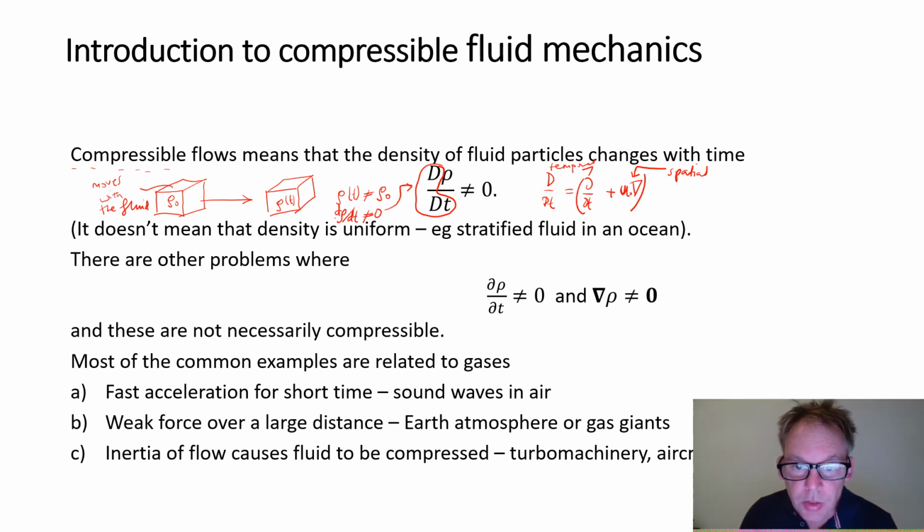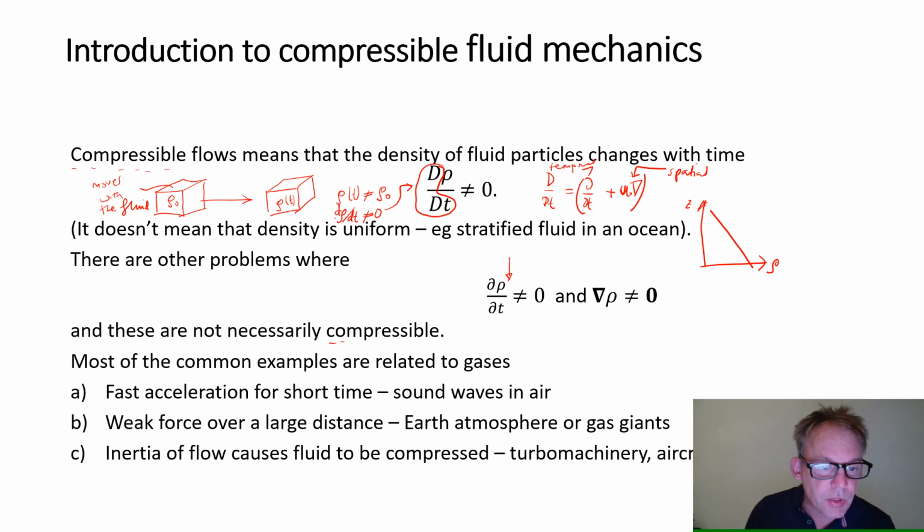It doesn't mean that it's constant and uniform. And so we have in many practical cases in the ocean, for instance, where the density of the fluid has a spatial variation with height. Typically, it decreases with height to make sure it's stable, stratified flow in the ocean, but that's not an example of a compressible fluid. So there are problems where grad rho is not 0, as we see with stratification. These are not necessarily compressible flows.